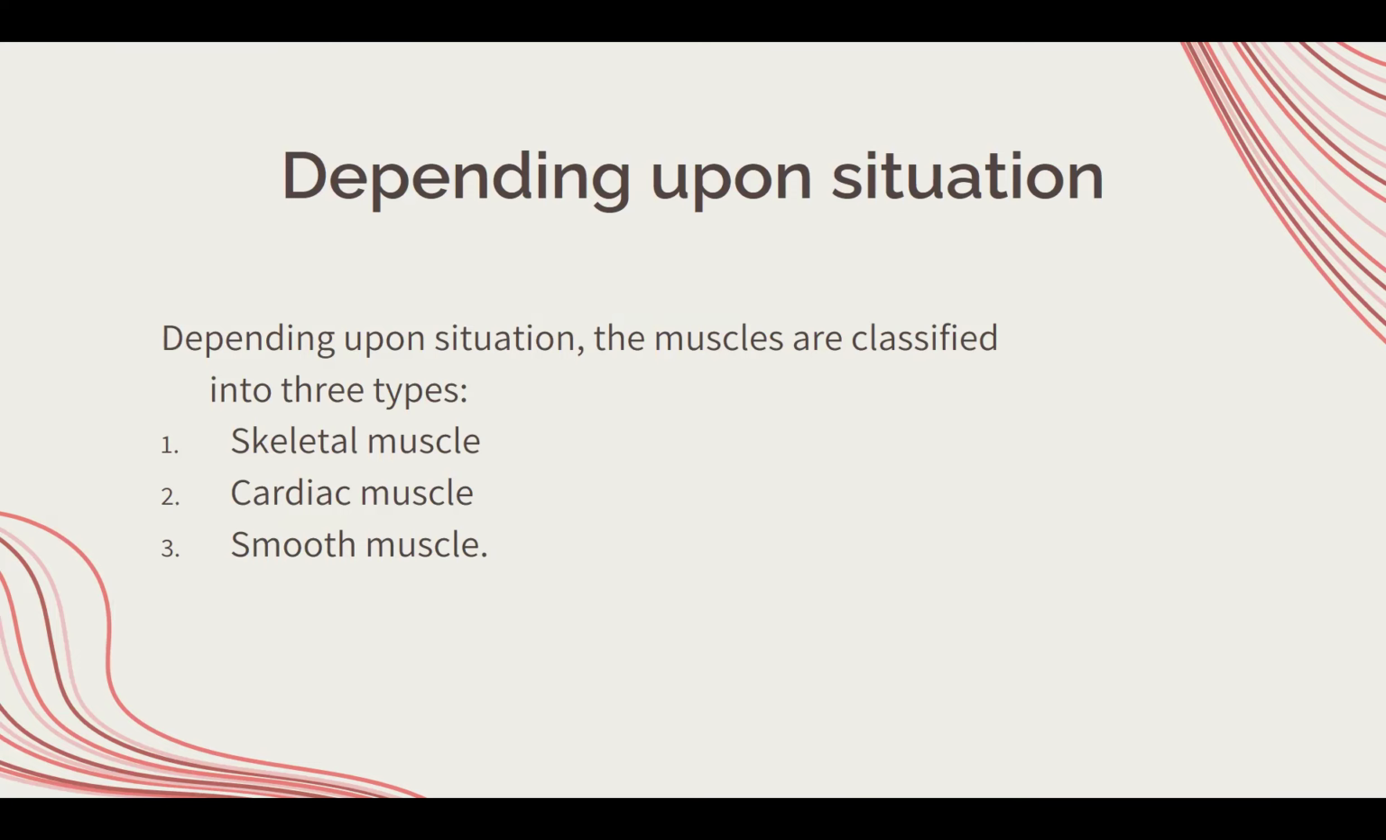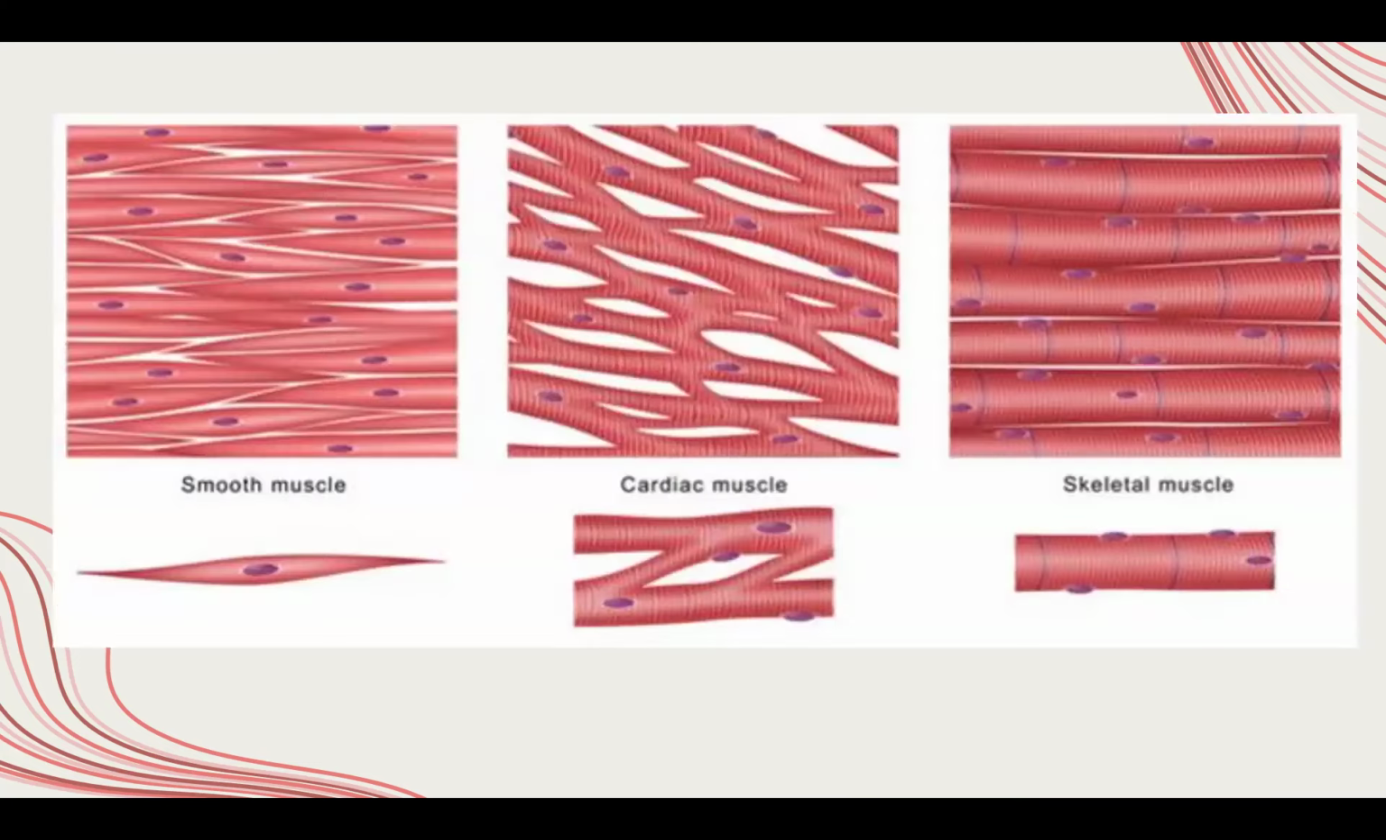Depending upon the situation, we can classify muscles by where they are situated: the skeletal muscles, cardiac muscles, and smooth muscles. So now, these are the smooth muscles. They are plain and they do not have cross striations like cardiac and skeletal muscles. You can see the striation clearly.